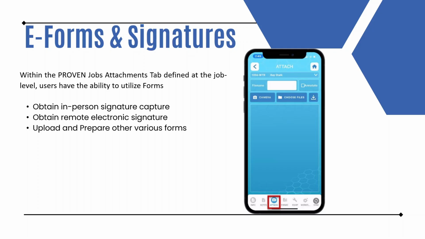First, we'll take a look at how to prepare a form for remote signature on our mobile app. Then we will review how to add a form and capture signature in the field from our mobile app. And finally, we will review how to send an e-form for signature from Proven Jobs Web.